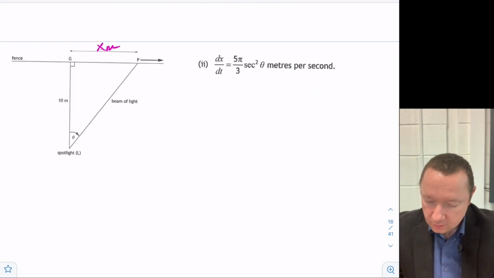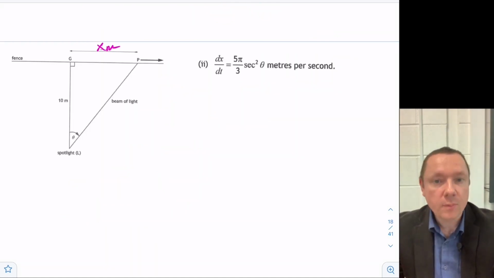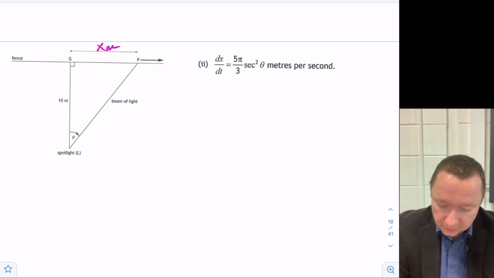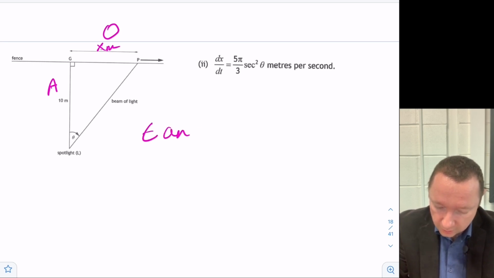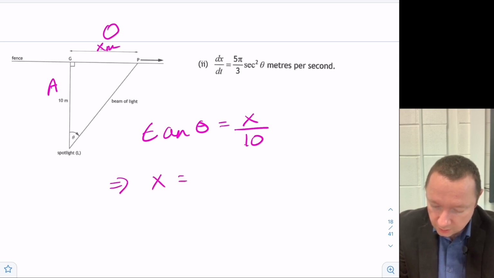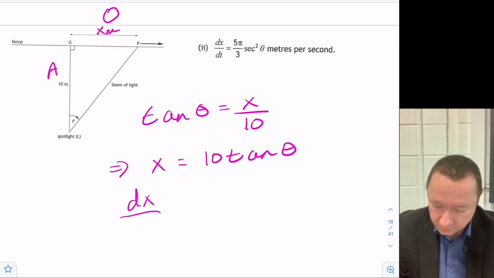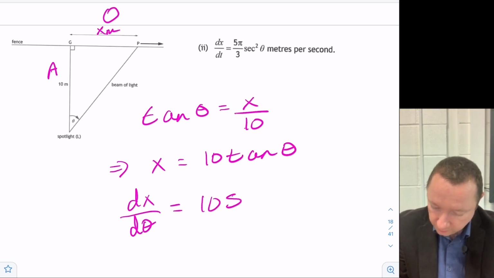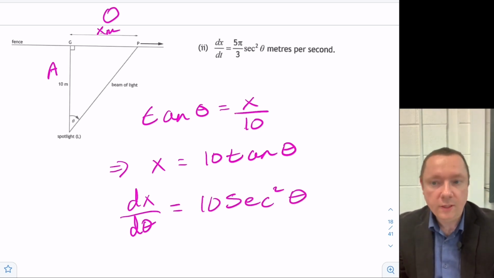B, show that dx by dt is 5 pi over 3 sec squared theta meters per second. So if you look at our diagram, we've got a right angled triangle, so it's just SOHCAHTOA. Opposite is x and adjacent is 10. So the tan of our angle is simply x over 10. That implies that x equals 10 tan theta. dx by d theta must equal 10 sec squared theta. Tan goes to sec squared theta.